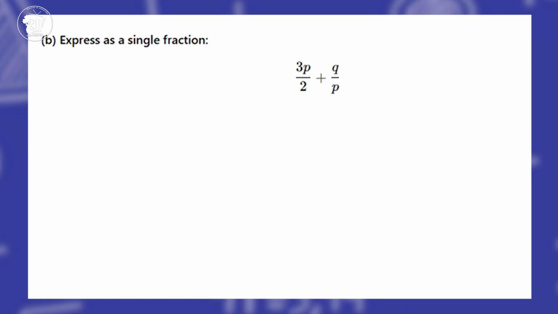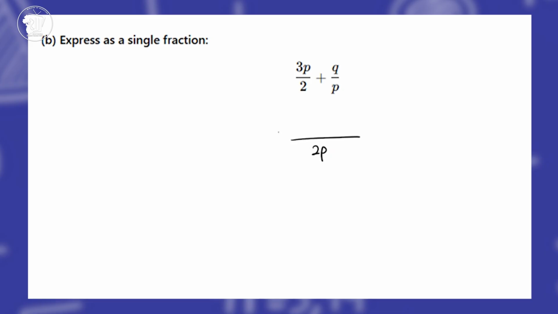The next question says, express as a single fraction. So we have 3p over 2 plus q over p. We want to write this as a single fraction, so we want to add these two fractions. In order for us to add, we see the denominators are not the same, so we need to find the LCM. The LCM of 2 and p would simply be 2p.